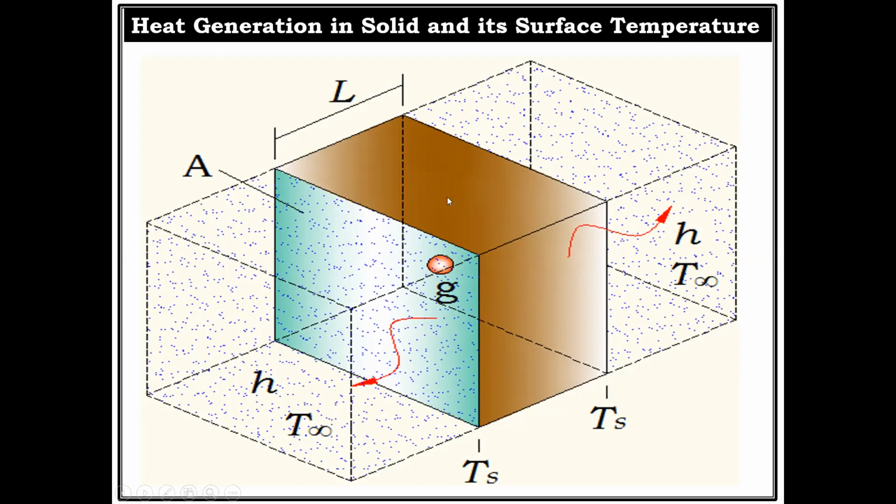So imagine there is a source inside this wall which is generating heat, and when this heat is generated, it will travel out and dissipate to the surrounding fluid. The surrounding fluid has convective coefficient h and temperature T infinity. So when heat is generated within this solid, heat will travel from the source to the surface, the surface becomes temperature Ts, and from the surface it will dissipate into the surrounding fluid.